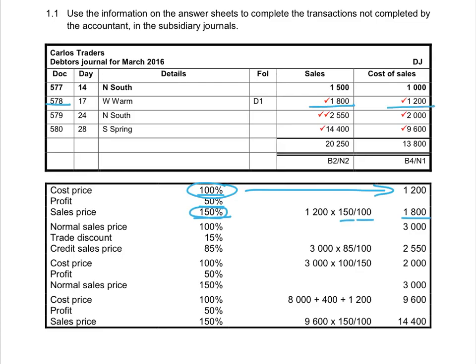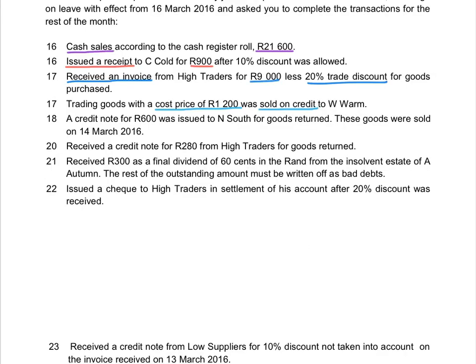A credit note for 600 was issued to N-South for goods returned. These goods were sold on the 14th of March. That is before we started recording. If we issue a credit note, we give it to a debtor because they returned goods or because we want to reduce their account. When we sold the goods, we recorded it in the debtors journal. If we issue a credit note, it will be recorded in the debtors allowances journal.